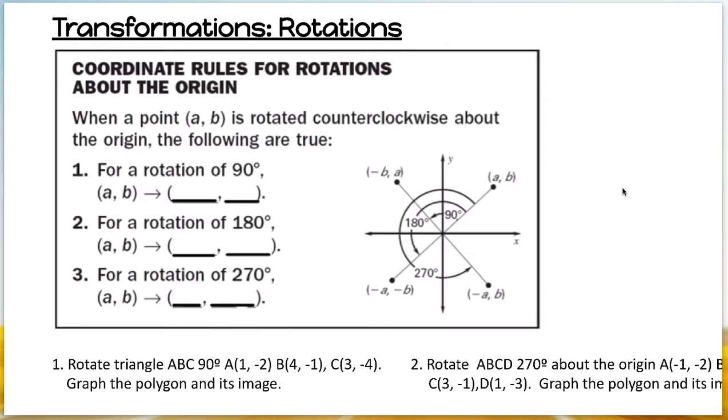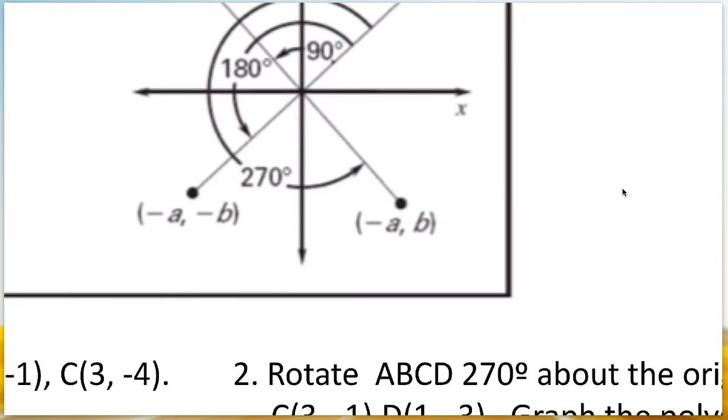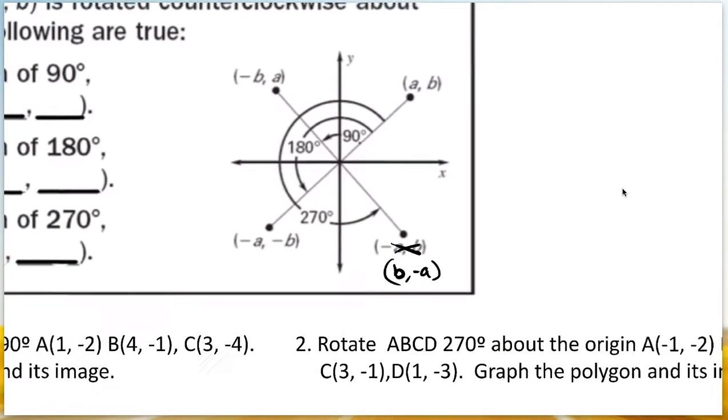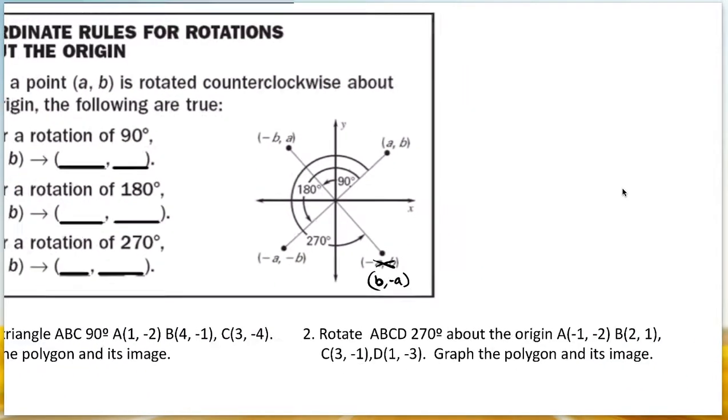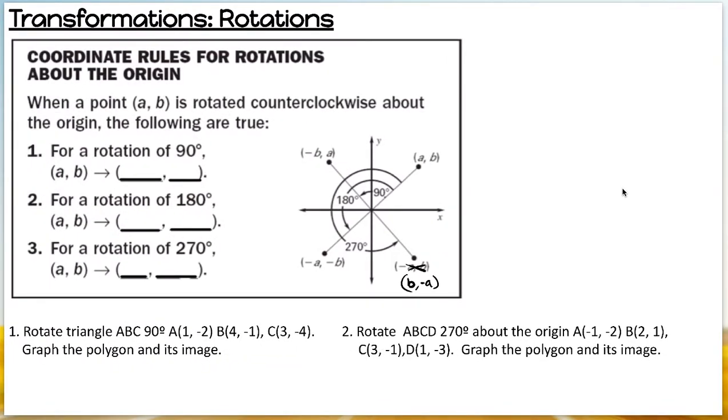We're at rotations now. And I think there's one thing that needs a correction in the notes here. And that is this coordinate on the bottom of your graph. It should be B, negative A. There we go. So the rules for rotations are that rotations always go counterclockwise unless they tell you otherwise.